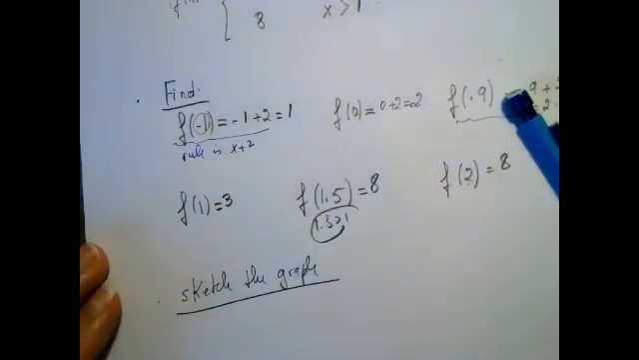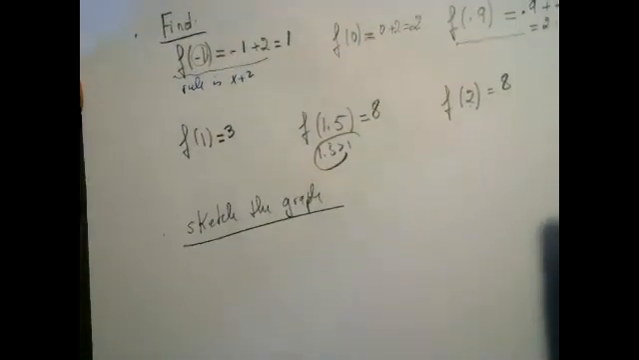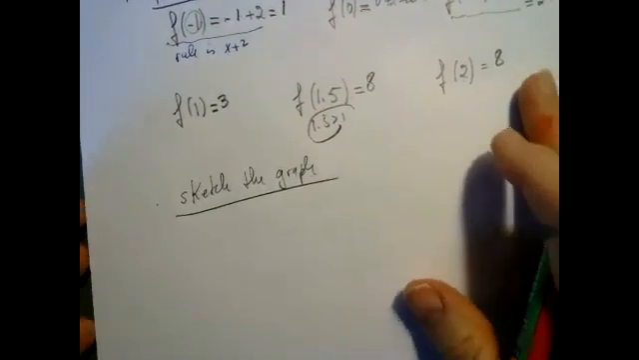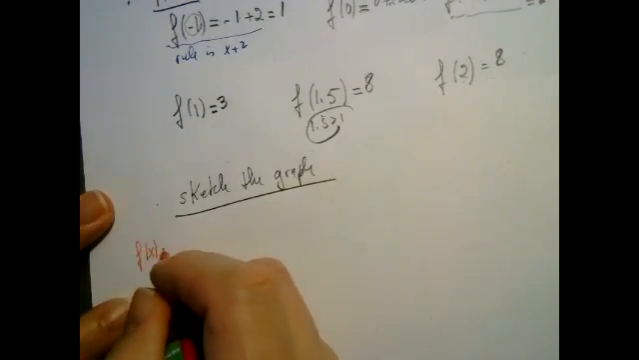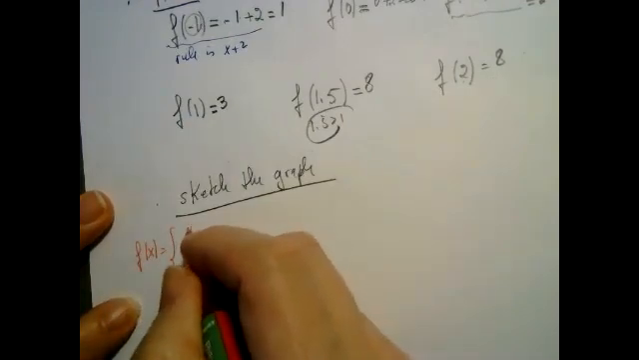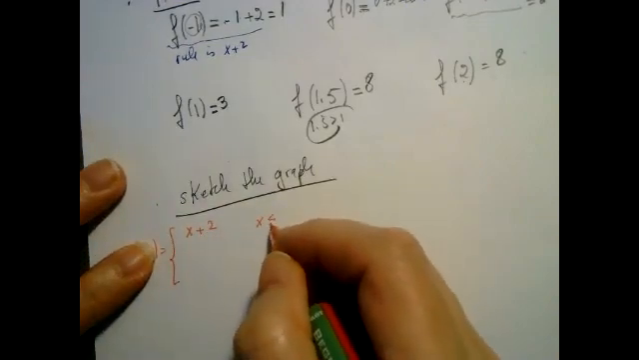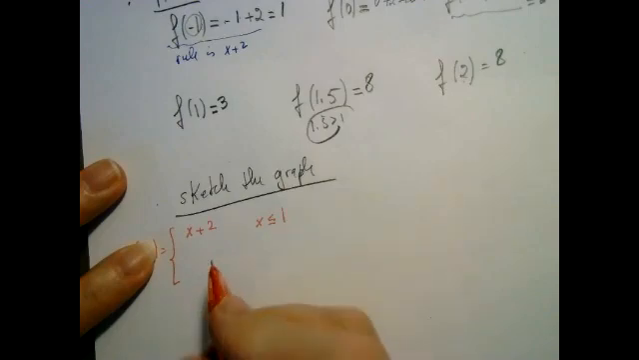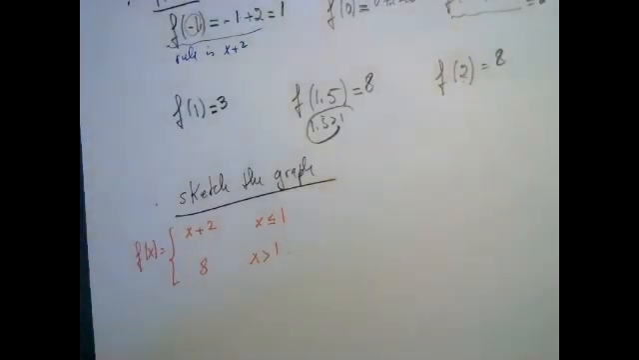Okay. Let's see how we're going to sketch the graph of this function. All right. First, I'm going to write here the function again, the rule, and then sketch it next to it. So it helps us. So this is my function. It's x plus 2. The output is x plus 2 as long as my x is less than 1. And the output is 8 as long as my x is strictly bigger than 1.